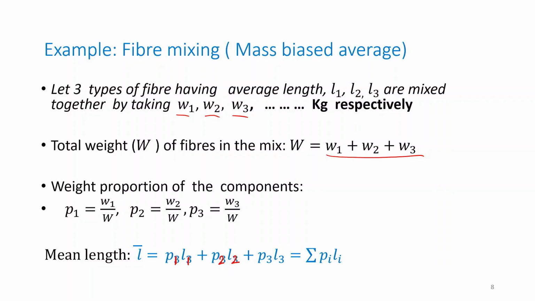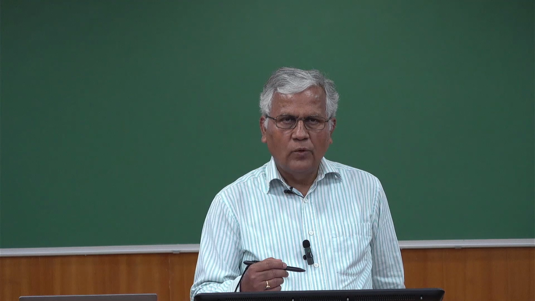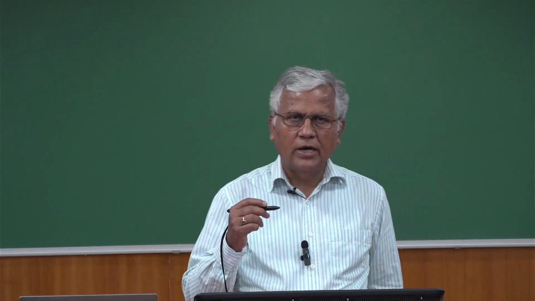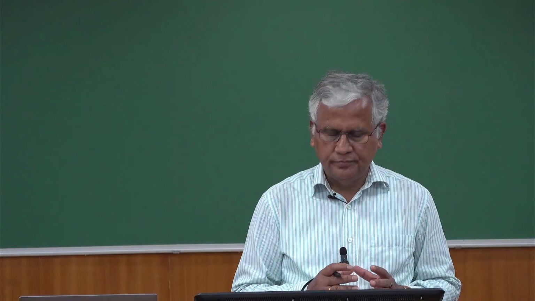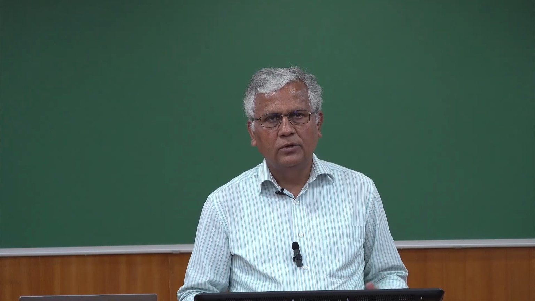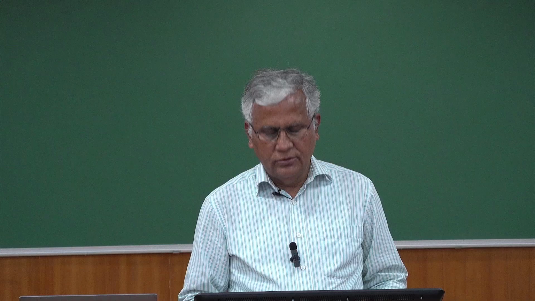Now we are giving some kind of weightage to the fibers of average length L1, L2, L3. They are not getting equal weightage. And this weightage is based on their proportion in the mixture, which is W1 by capital W, W2 by capital W, and W3 by capital W. So this is how we try to calculate the average length of fiber in a mix.